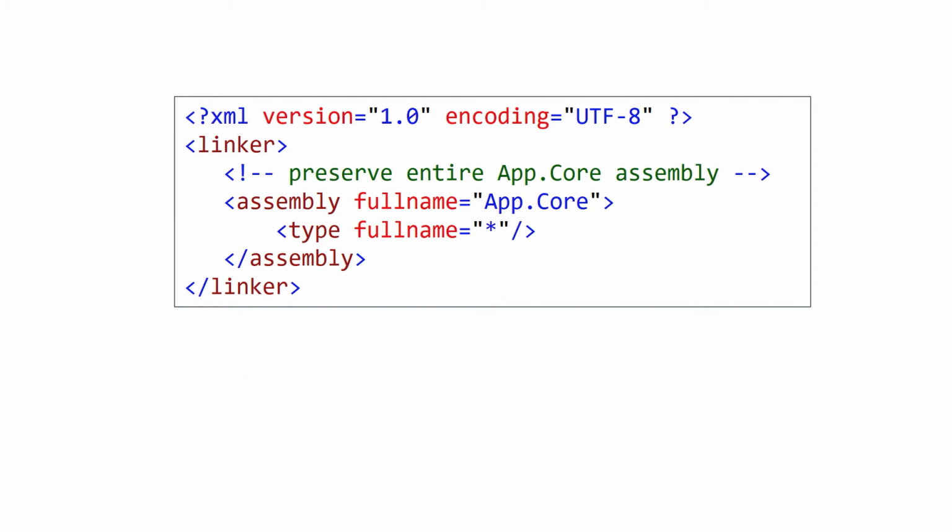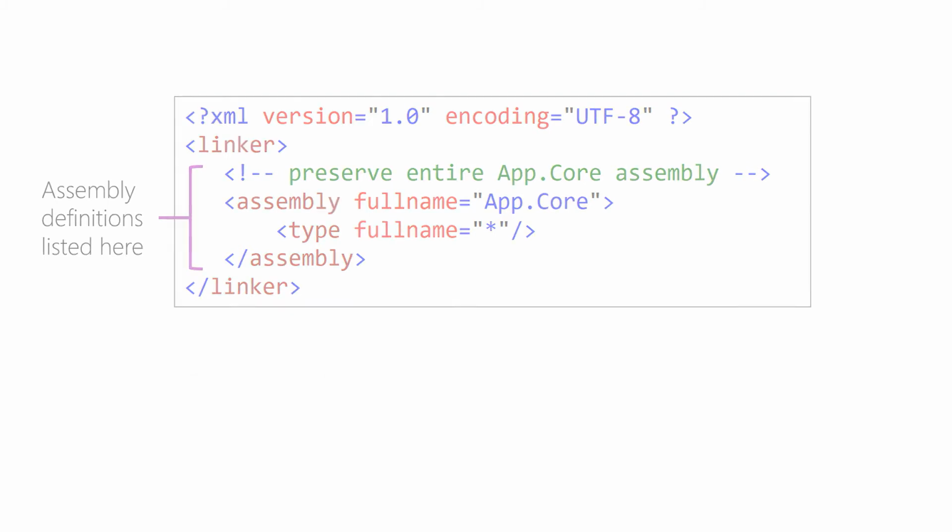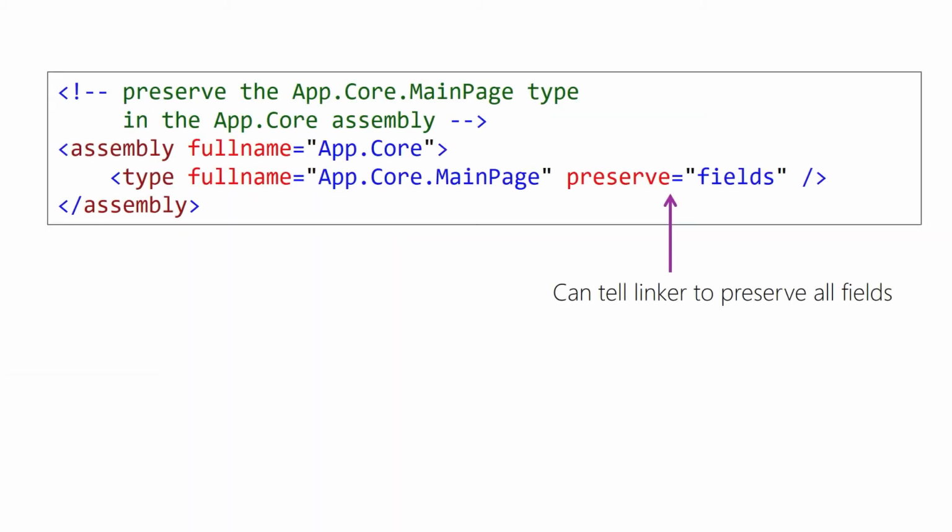Now in the assembly section, you can specify a full name or partial name for each assembly that you add to this file. So here we're telling the linker to keep the app.core assembly, and this will match any assembly by that name. Now within the assembly tag, you'll list the types to keep, or as you can see here, you can tell it to keep all types through a wildcard. You can also add type tags for specific types. For example, here we want to keep the main page type in the app core assembly.